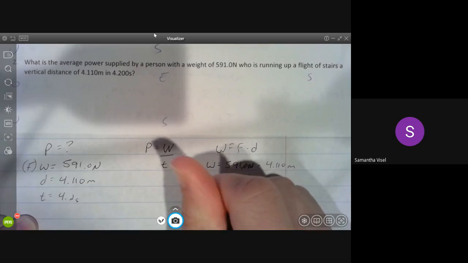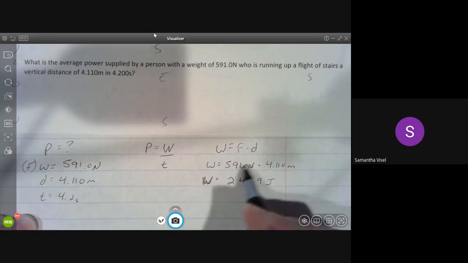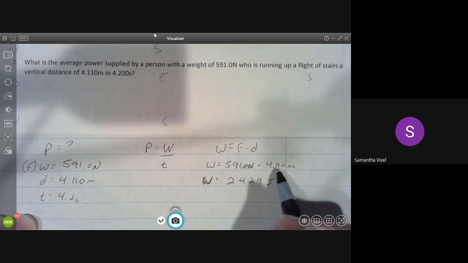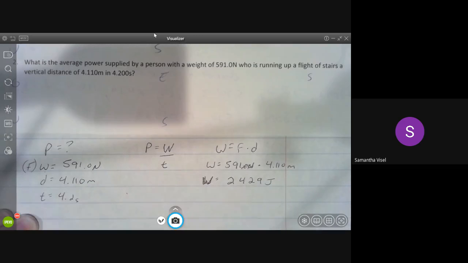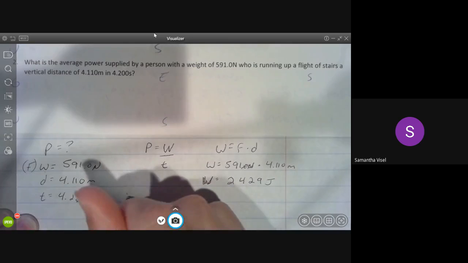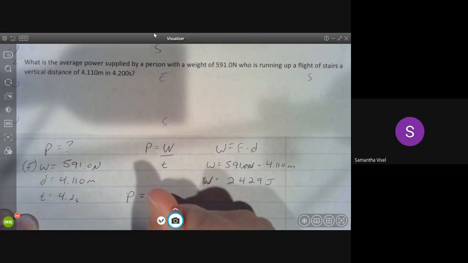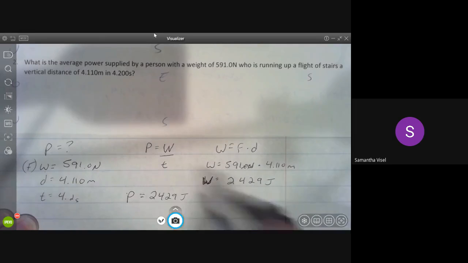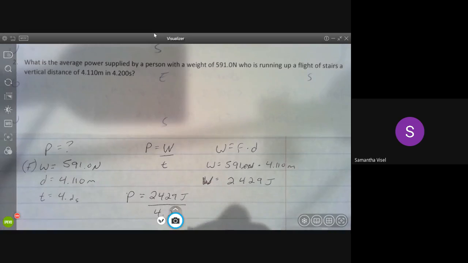All right, I'm going to make this a little more uppercase here because now I have found my work that's being done. So this work is how much the force of their weight is being displaced as they're going up the stairs, so a combination of that. And I can plug that into my power equation. So power is work over time. So the work, 2,429 joules, divided by a time of 4.2 seconds.